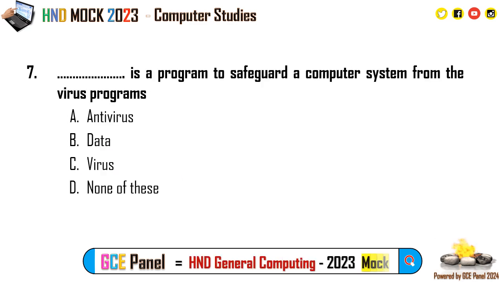Question 7. Dash is a program to safeguard a computer from virus programs. Of course, everybody knows this: antivirus. Nobody knows why they did not put uncle virus. But anti here means against, okay? So don't think about uncle and something, that's crazy.